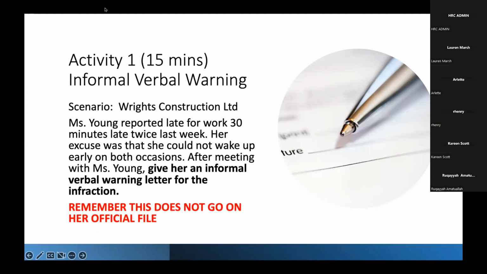All right. So it's not a written thing, it's a conversation, but I'm asking colleagues to just outline what are the main pointers that they would be sharing with the individual who they're having the conversation with. In this case, it's Miss Young. So what would you be saying to her? What are the main points that you would be raising or sharing with her in this informal verbal warning? All right. Okay, thank you.